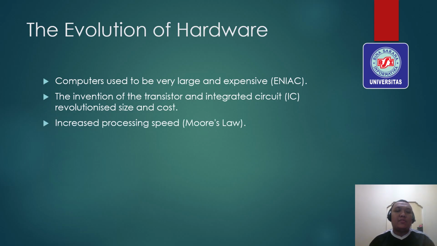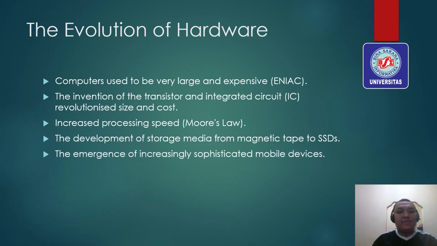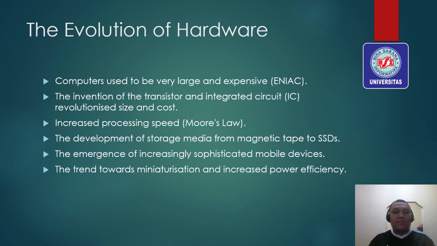Next is the increased processing speed, from Moore's law. The development of storage media went from magnetic tape to SSDs. There was also the emergence of increasingly sophisticated mobile devices, like this smartphone. Next is the trend towards miniaturization and increased power efficiency, so the devices present today are smaller and slimmer.